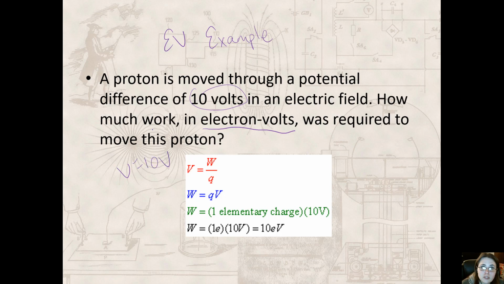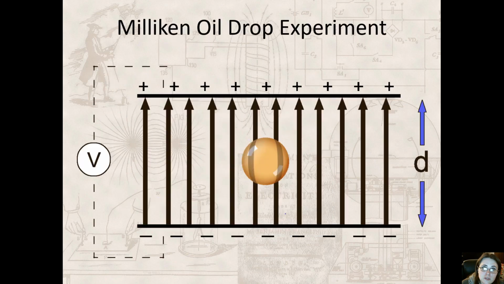And then we're looking for work. And this is a proton, so Q is equal to 1 elementary charge. So we can say that the work is equal to QV, just like here. And so then we can plug this in. 1 elementary charge times 10 volts is equal to 10 EV. And then you're done. That's all you have to do to answer that in terms of electron volts.